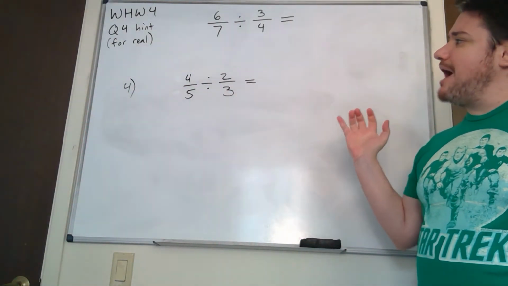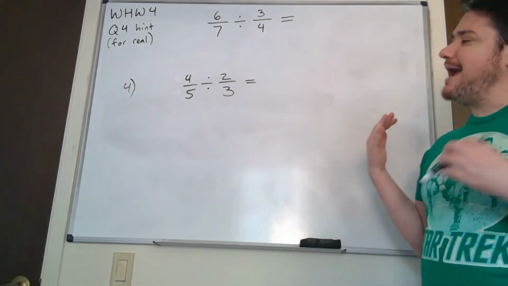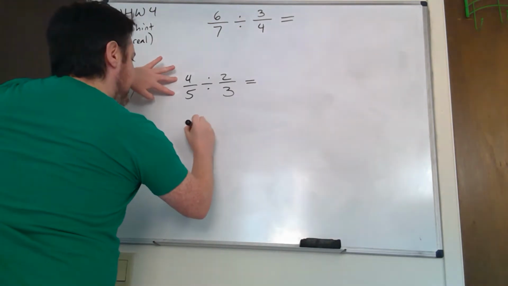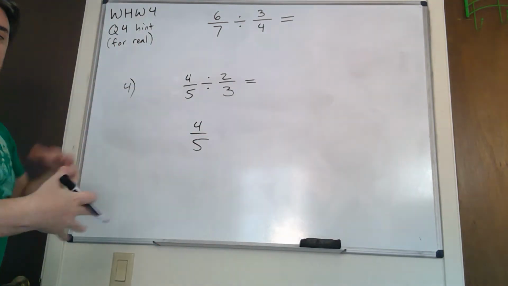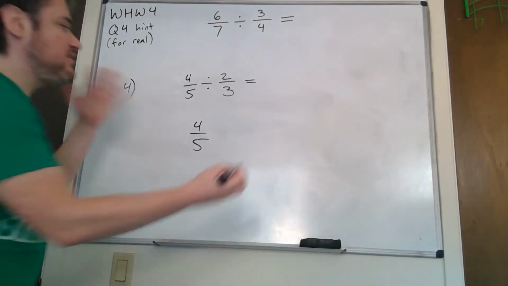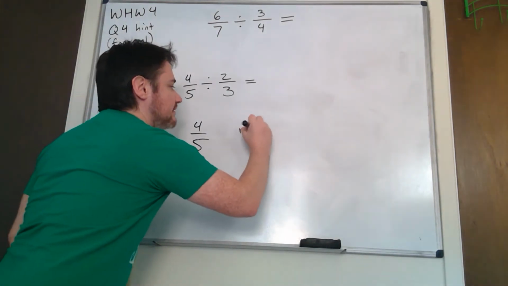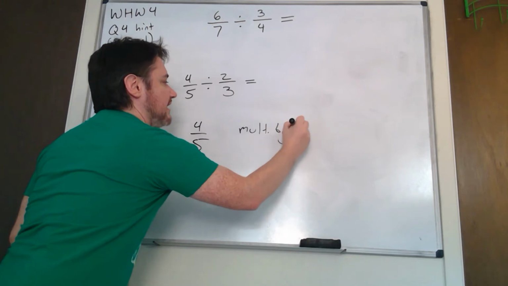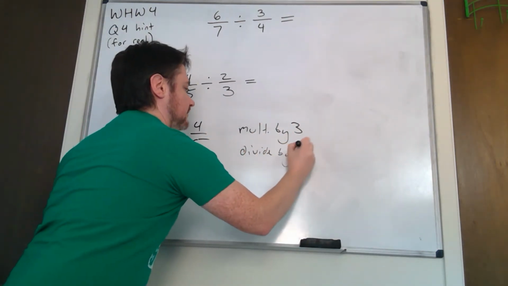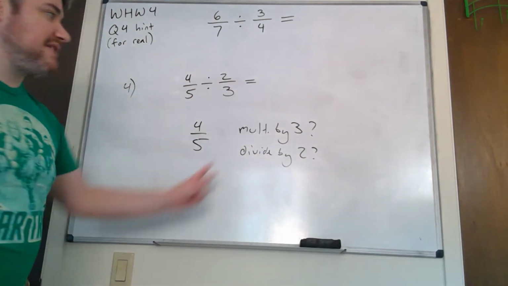Once we do that, though, and once we figure out our answer, what we're asked to do then is see when in our work it became apparent that we've got the value 4/5 and we multiply by 3, right? And divide by 2. Okay, so that's what they ask.